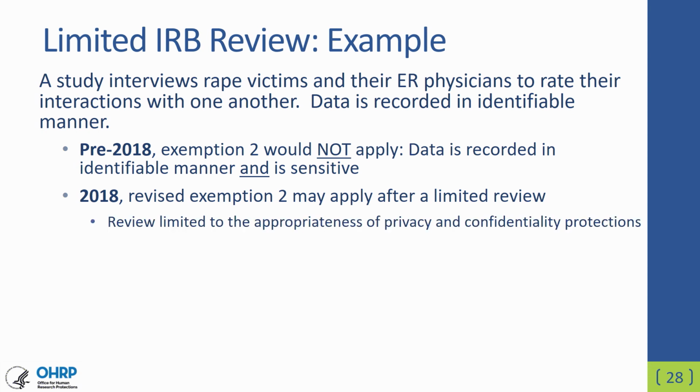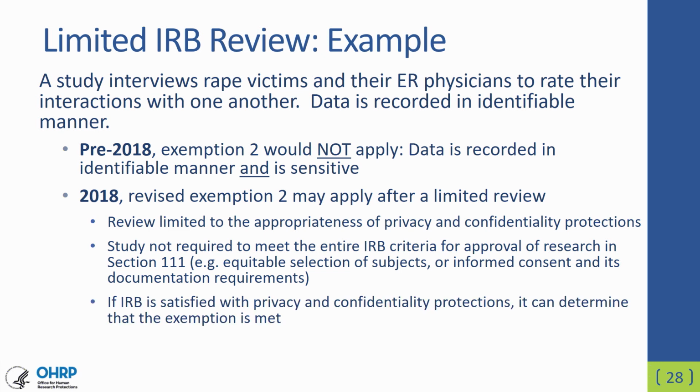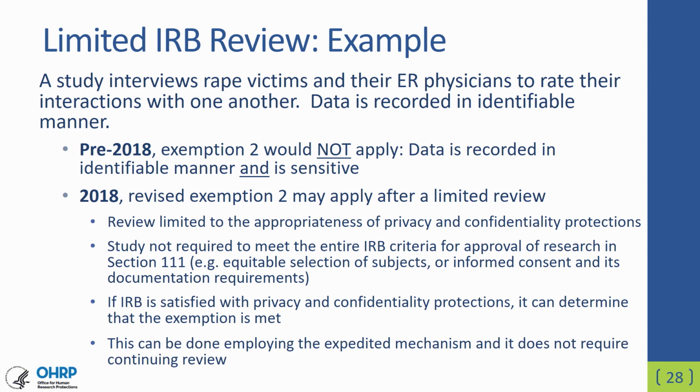The review is limited to the appropriateness of the privacy and confidentiality protections. The study is not required to undergo an entire Section 111 IRB review, considering, for example, whether the selection of subjects is equitable, the informed consent requirements, the documentation of consent. None of that is necessary under the limited IRB review. If the IRB is satisfied with the privacy and confidentiality protections, it can determine that the exemption is met. And this can be done employing the expedited mechanism, and it doesn't need a continuing review.